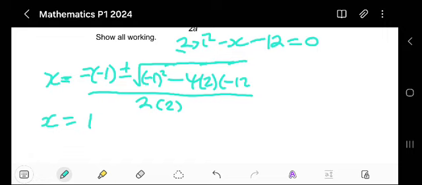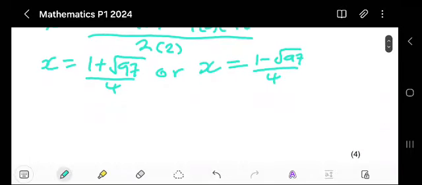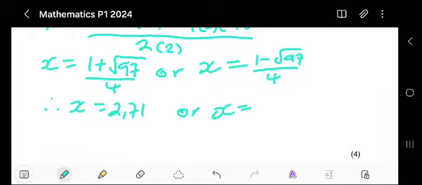because you're supposed to have 2 answers. You'll have 1 plus root 97, over 2 times 2, which is 4. So our x will be equal to 1 minus the square root of 97 over 4. Therefore x will equal 2,71, or x will equal minus 2,21. So that is how we attack that question.